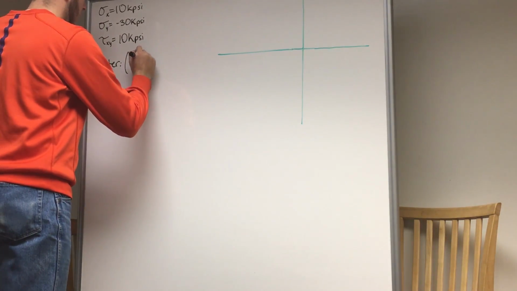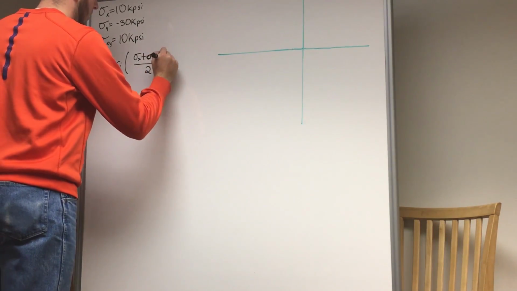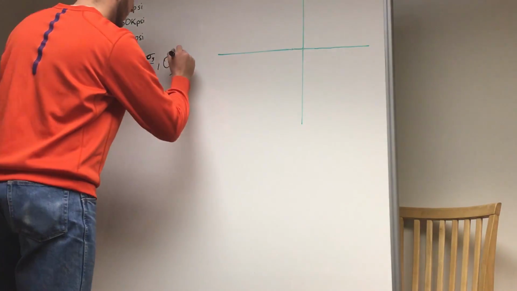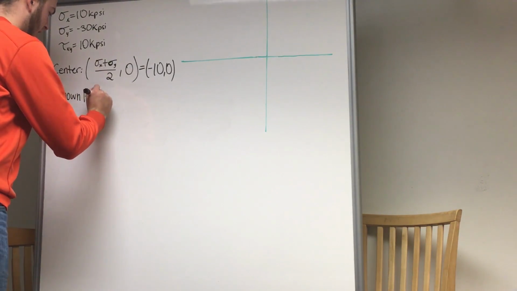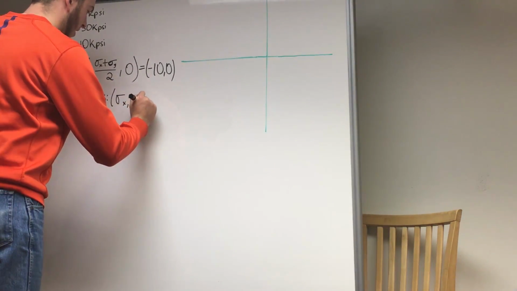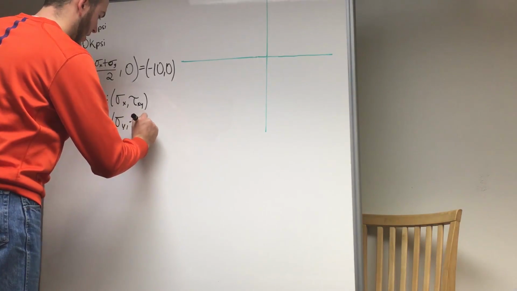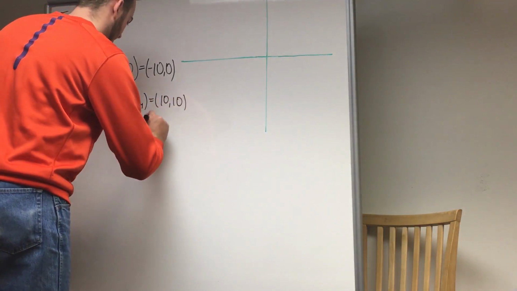Next, calculate the center of the circle C, which is known to be at (sigma x plus sigma y) divided by 2, and 0. Next, determine the known stress states. These points are (sigma x, tau xy) and (sigma y, negative tau xy).